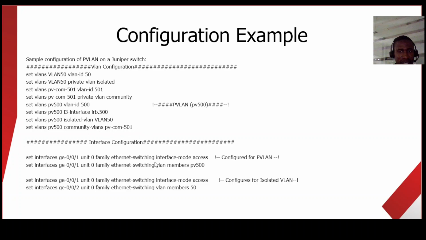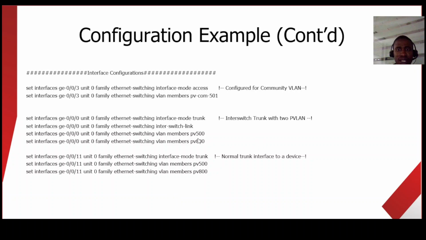Then again, like a normal interface, this is how you configure them. Interface mode access, ethernet switching, VLAN members P500. Just the same way you configure a normal access interface. However, if you want to configure a trunk, an inter-switch trunk, you state interface mode trunk, then you must configure this inter-switch link. It's very important. If not, the other switch won't recognize those secondary VLANs. So a normal trunk interface doesn't have inter-switch link, but you must configure it here.